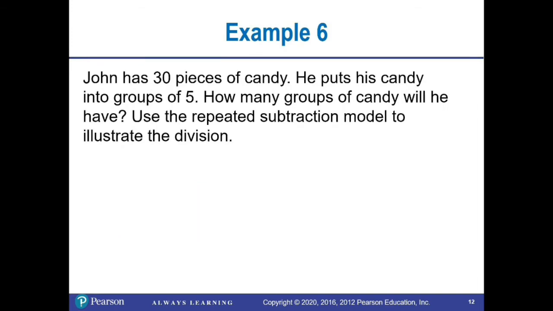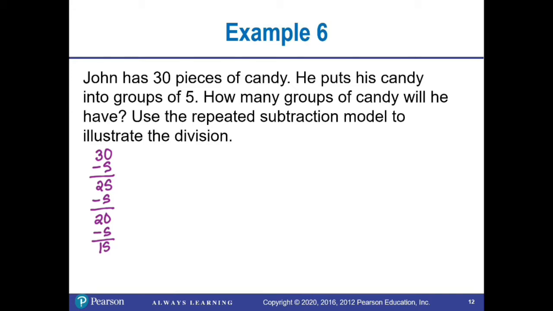Let's look at another example. John has 30 pieces of candy. He puts his candy into groups of 5. How many groups of candy will he have? Again, our directions ask us to use the repeated subtraction model to illustrate our division. So 30 minus 5 is 25. Minus 5 is 20, minus 5 is 15.